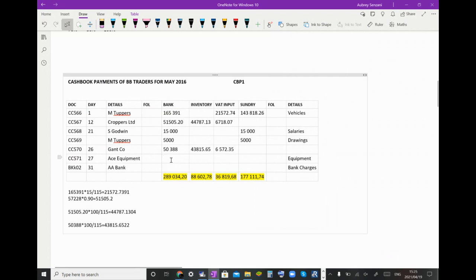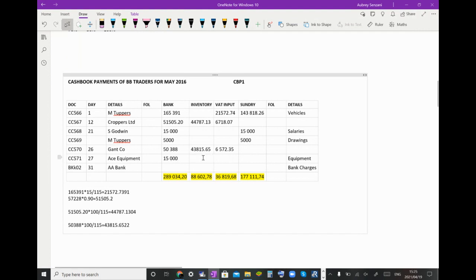You go to the 27th. It says sale of trading. Oh, right. Purchase new equipment for the business. Here we purchased equipment again. That was for 15,000. So 15,000 off our bank account.